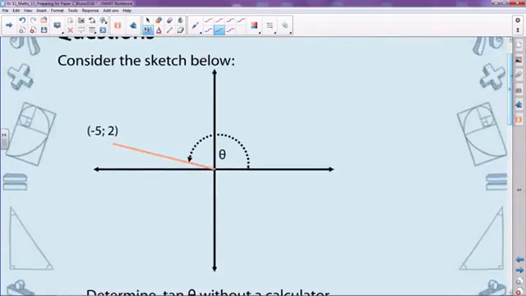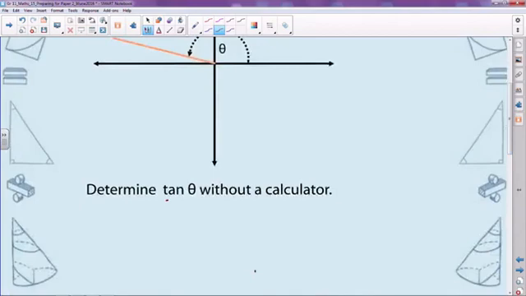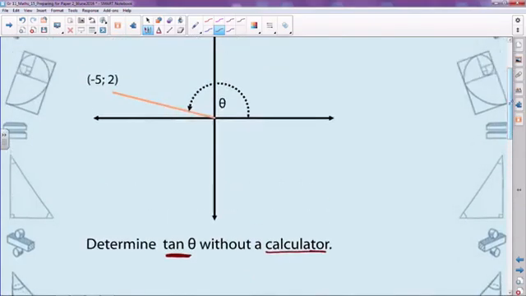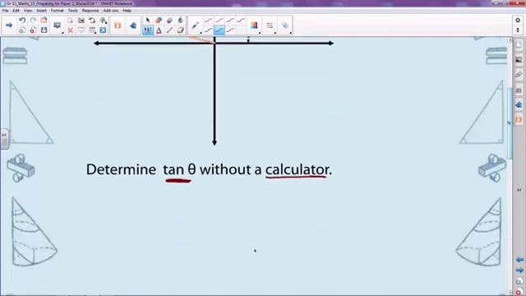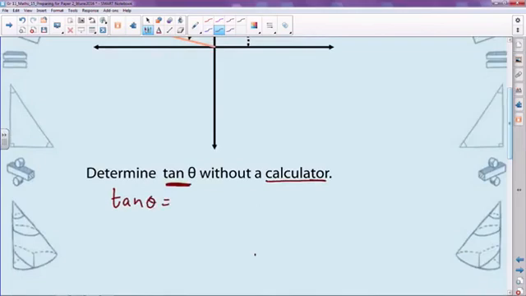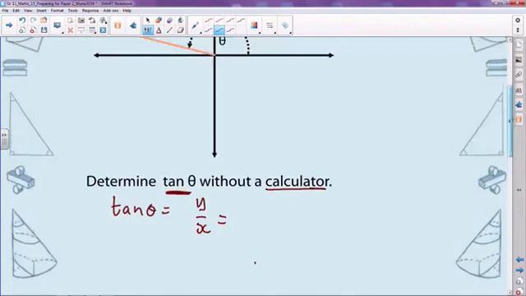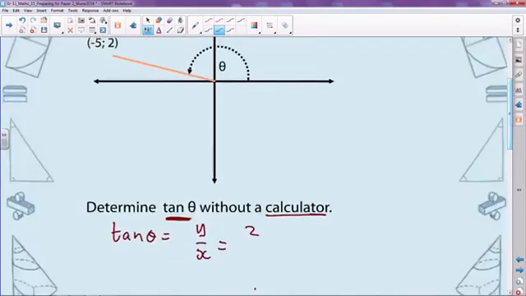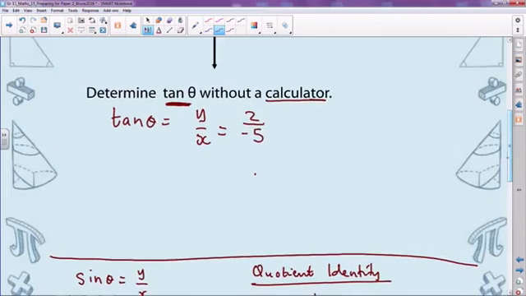Okay. Now, consider the sketch below. You have your minus 5 to your x and y, and then you need to determine tan theta without the use of a calculator. Now, it goes back to our note again. Your tan is y over x. So tan is a change in y over x. So that is your tan is opposite over adjacent. So tan theta is your y over x, and y in this case, it is positive second quadrant, and then x is negative. So it's negative 2/5. Okay.